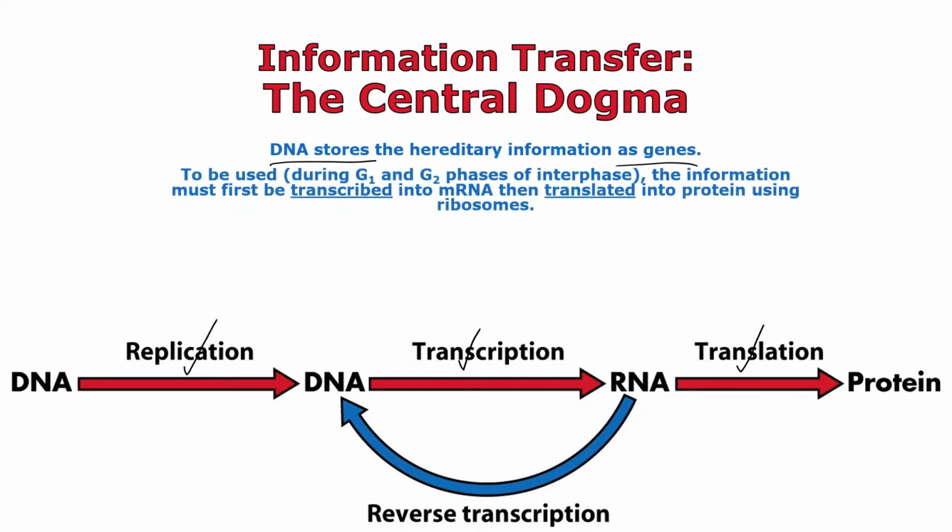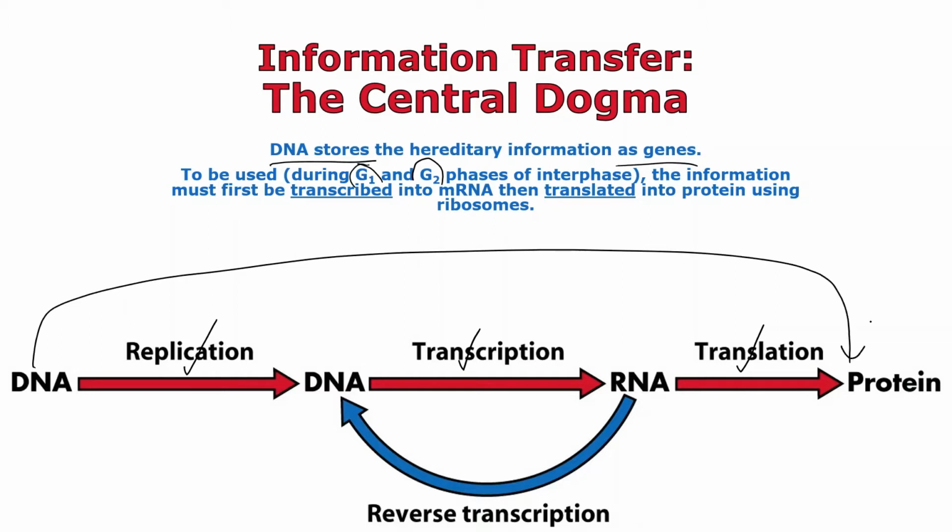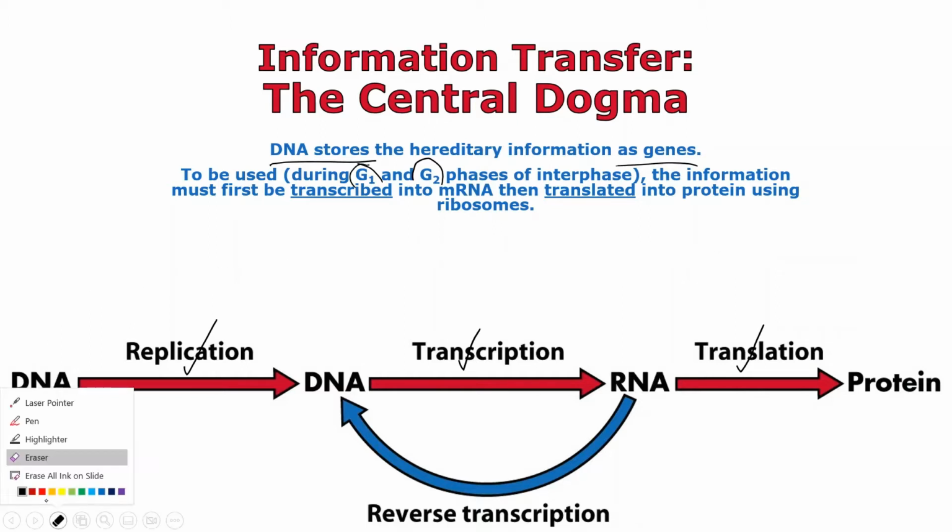Remember the cell cycle. If we want to use this DNA, like during G1, gap 1, gap 2, if we want to use this info during interphase, we can't just go straight from DNA to protein. That would be great, but that's not how it happens. As cells do this, we have to go to a middleman called RNA before we go to a protein.